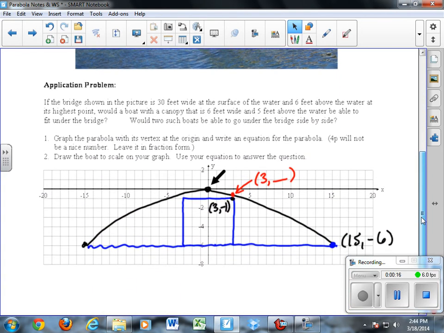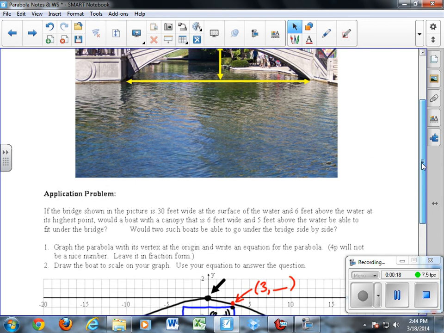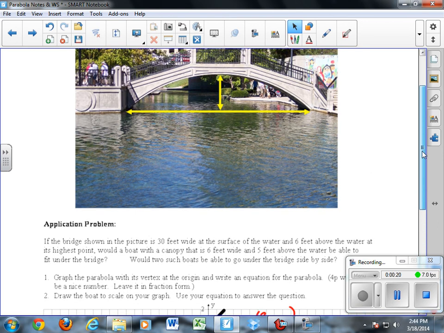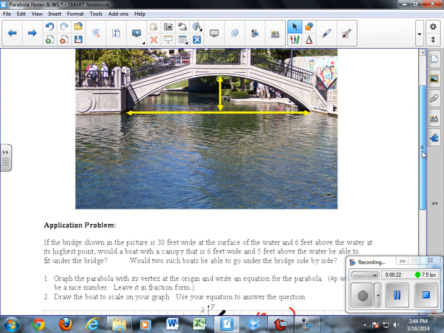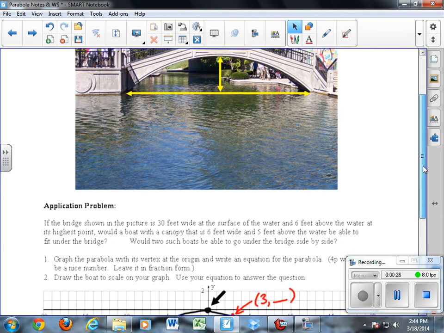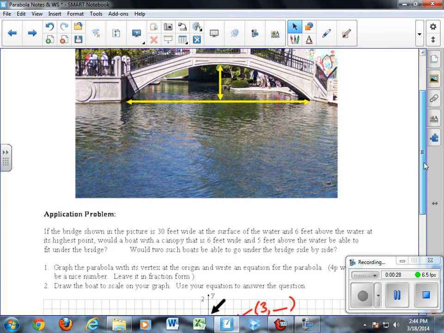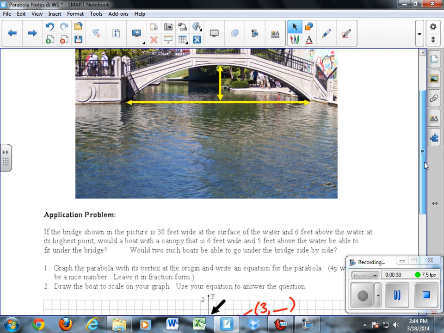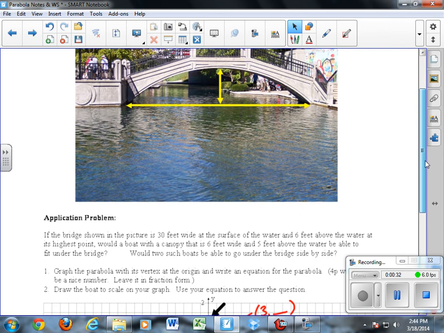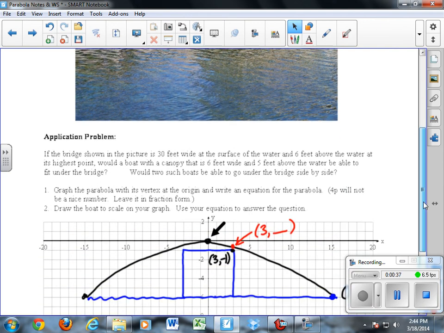The question asks, if the bridge shown in the picture is 30 feet wide at the surface of the water and 6 feet above the water at its highest point, so 30 feet across, 6 feet down, would a boat with a canopy that's 6 feet wide and 5 feet above the water be able to fit under the bridge? Would two such boats be able to go under the bridge side by side?